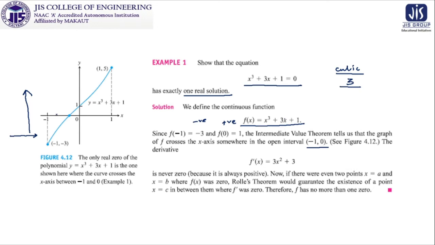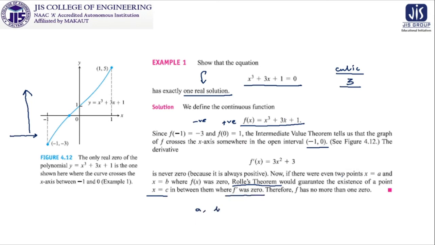Then the derivative f'(x) for this particular function is 3x squared plus 3, and it will never be 0 because it is always positive, as it is a square term. So whatever the value of x you take, it will be positive. Now suppose there are even 2 points, x equal to a and x equal to b, where f(x) was 0, because we have to check how many solutions there are, and we are assuming that there are two real solutions. Then Rolle's theorem guarantees the existence of a point x equal to c in between where f' would be 0.